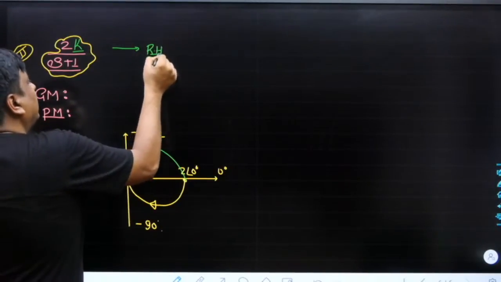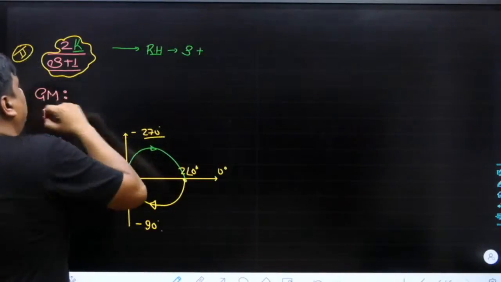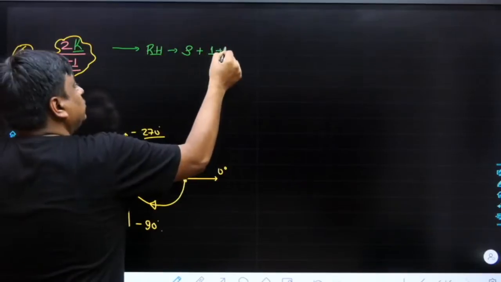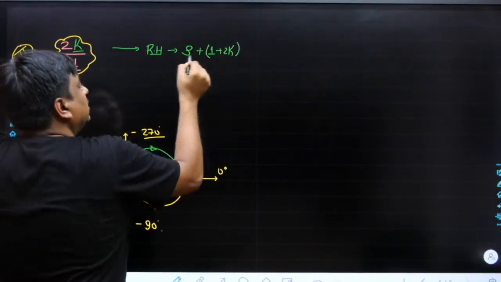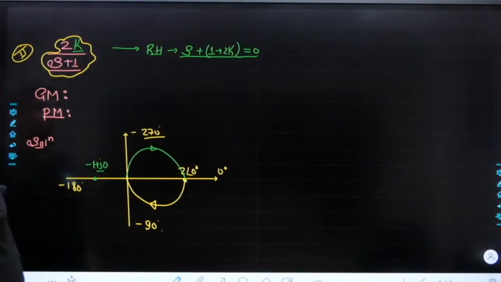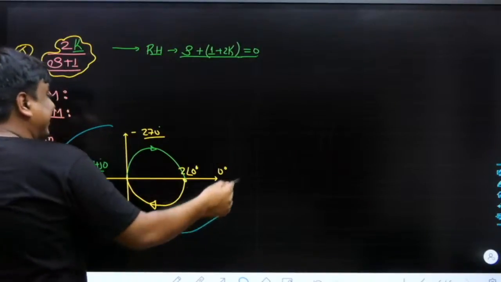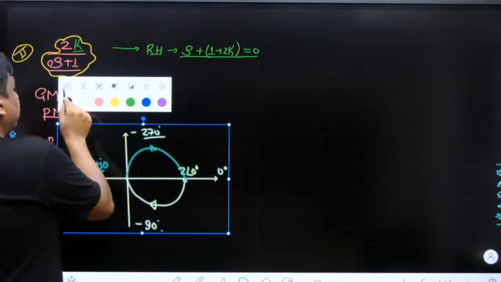See, in Routh-Hurwitz it had been s plus 1 plus 2k. If the k had been positive, one thing is quite sure: the pole is not kept towards the right hand side. Obviously it would be a stable system at any cost. But what had been happening, just try to understand, because I know many of the students were making the mistake because they could not exactly understand the things graphically.